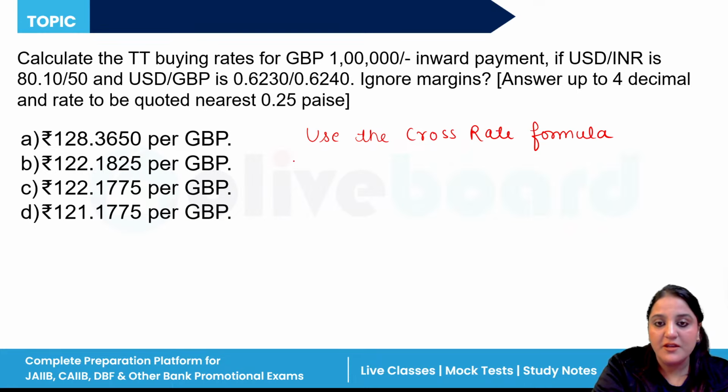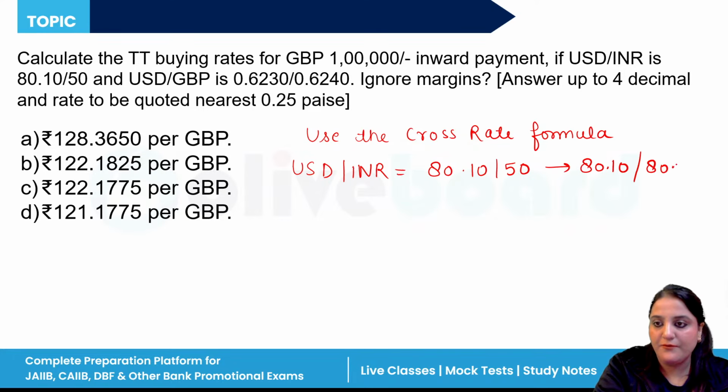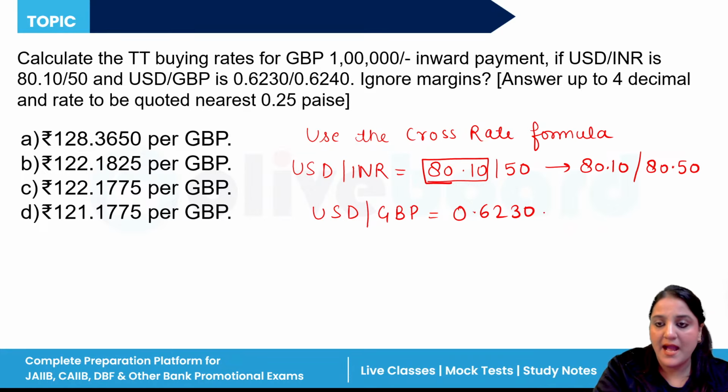And here what is given? US dollar to INR is given. That we can write also 80.10 and 80.50. Now bank here buys the US dollar at this amount. US dollar British pound is also given, that is 0.6230 and 0.6240. So bank buys the British pound at US dollar 0.6240 here.